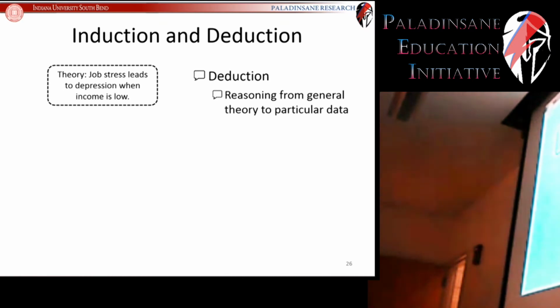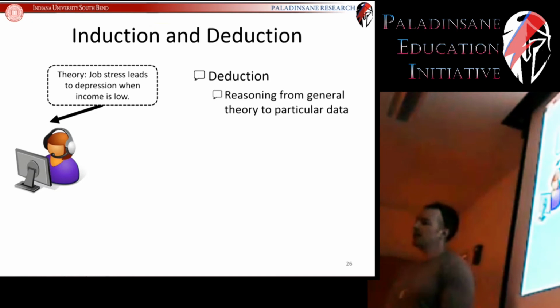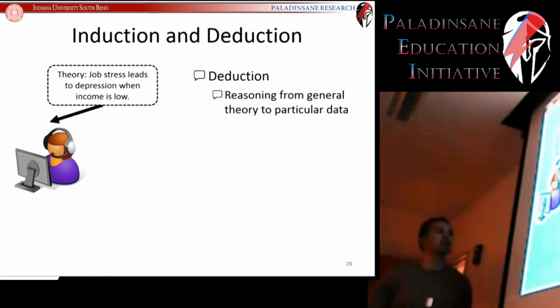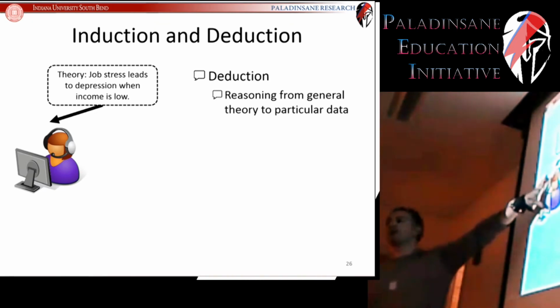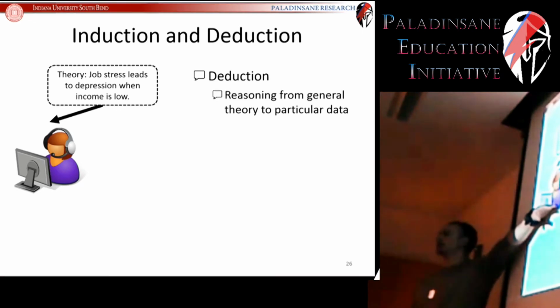So let's say that that is a theory that has evidence for it. It's a theory that's been shown to be true. We could then predict what would happen in specific situations. So we could say, for a telemarketer, the theory says that job stress leads to depression when income is low. So a telemarketer has a high-stress job.